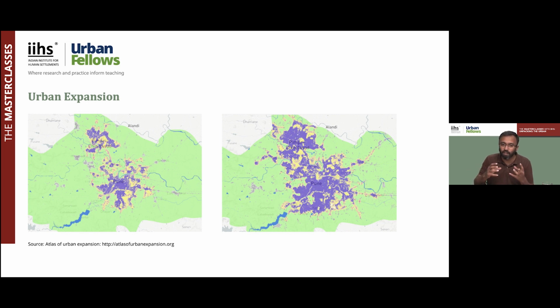So this is not using the boundaries. When you forget the boundaries and purely look at spatial expansion from satellite imagery, you get a slightly different picture, and this is another perspective. This is another way of quantifying urban expansion.